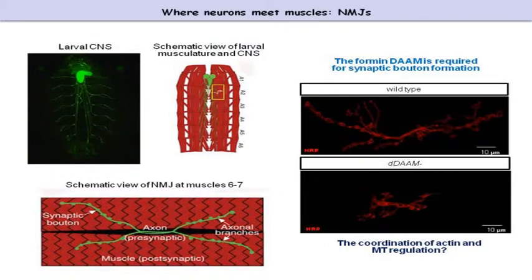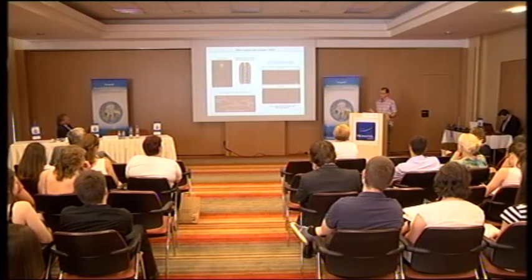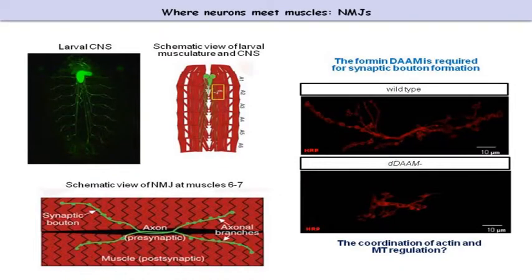And funnily enough, very recently, we realized that our muscle and neuron projects somehow meet, because we noticed that our favorite formin is not only required for axonal growth and sarcomerogenesis, but it's also required for neuromuscular junction formation. Most notably here, it's required for synaptic bouton formation and also for active zone organization. The active zone is the site where neurotransmitter release takes place. So these are our major topics.